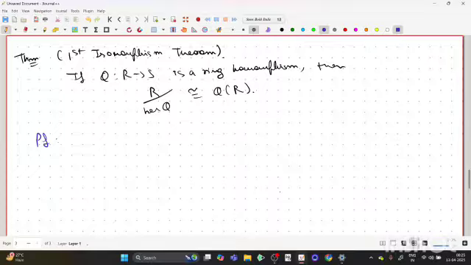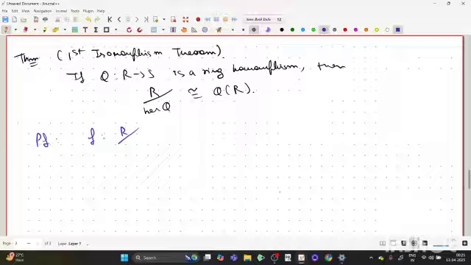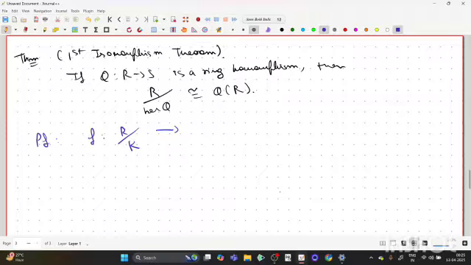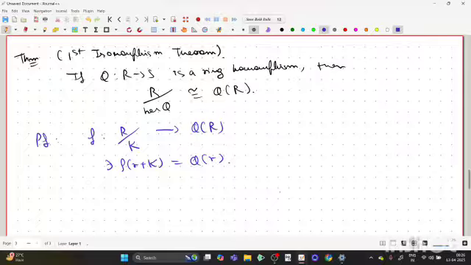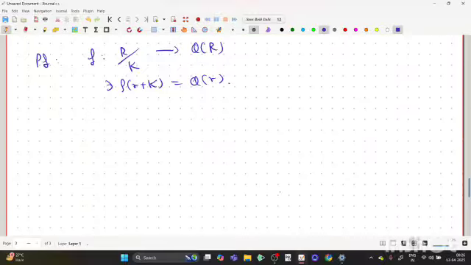Take the map f. I'm representing the kernel of phi by k. So take the map from R mod k to the image of phi by mapping each element of the form R plus k to phi of R. Then is it well defined? Let us first check that. Let R plus k equal S plus k. So that would imply R minus S is in k.